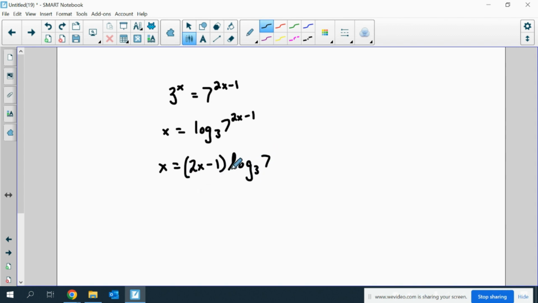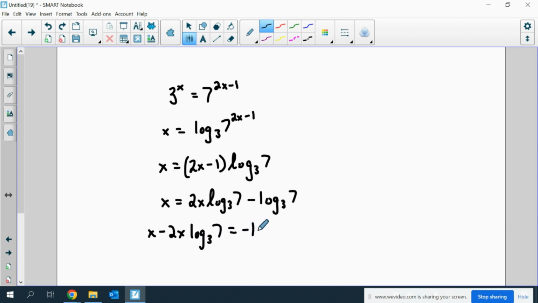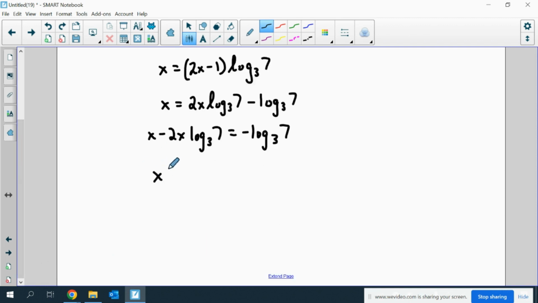And then I could distribute. This problem's going to end up taking a while. I picked some nasty numbers. Then I can subtract, and there's a lot of different ways that I could have solved this problem. Then I can factor out the x. Then I can divide.